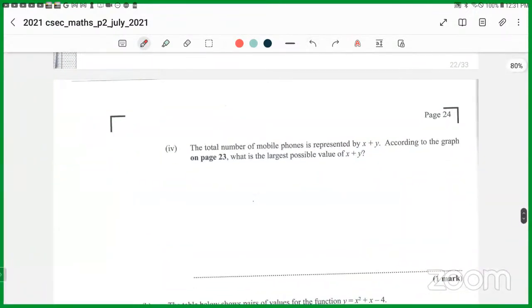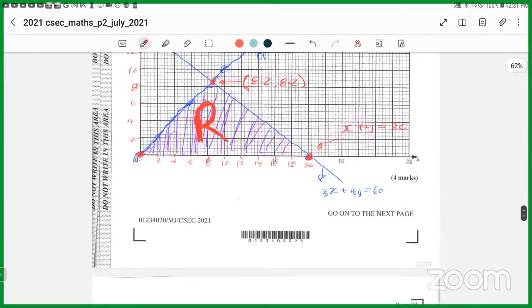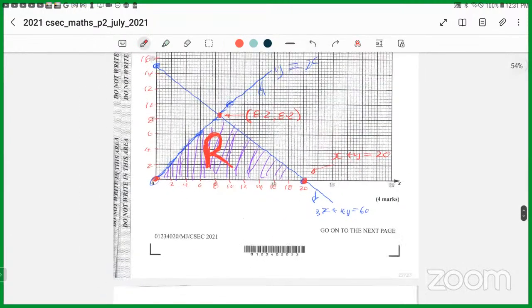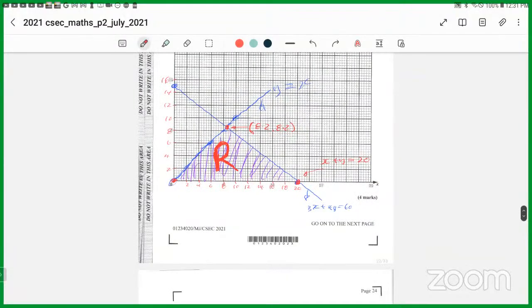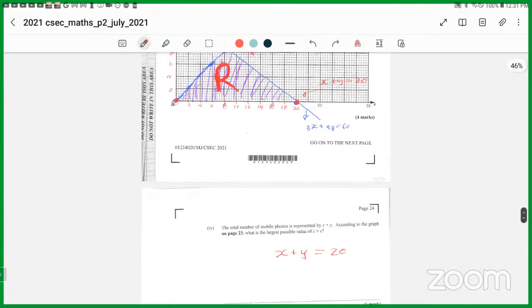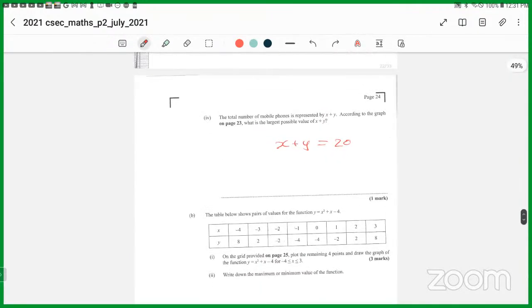All right, so it says, what is the largest possible value of x plus y? 20. x plus y equals 20, out here. So the largest possible value of x plus y is 20. That finishes that question.